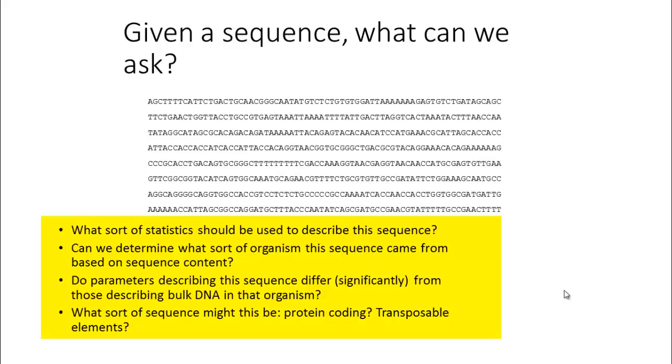Do the parameters describing the sequence differ from those describing bulk DNA in that organism? What sort of sequence this might be, protein coding, or it can be a transposable element. So the basic idea is, by looking at complex data, and this is also complex data, from a business analytics manager standpoint, I should know what the relevant statistical technique is, so that I can feed it in here and get the relevant insights out of the data.